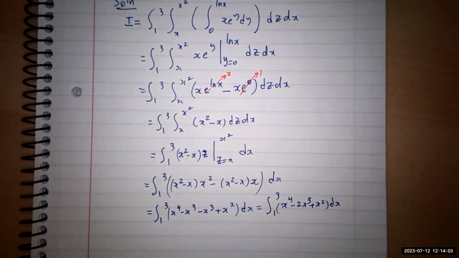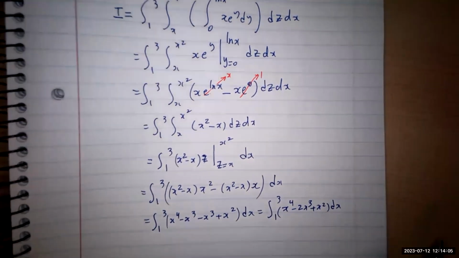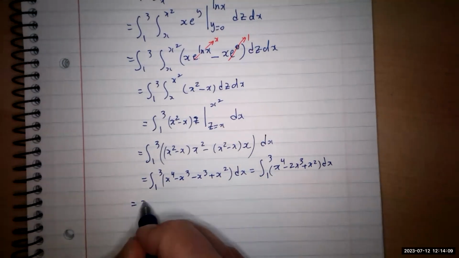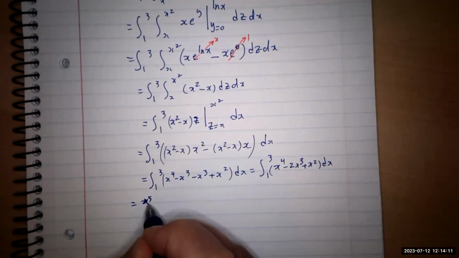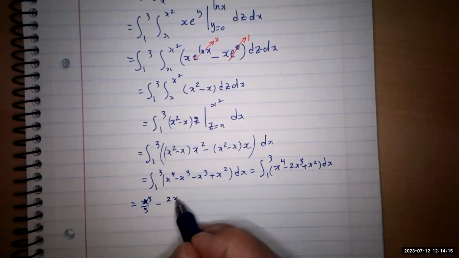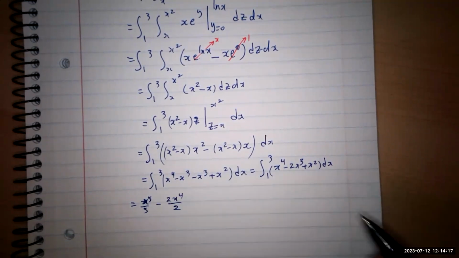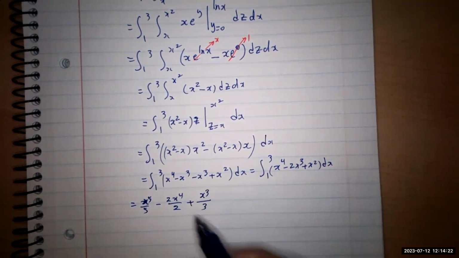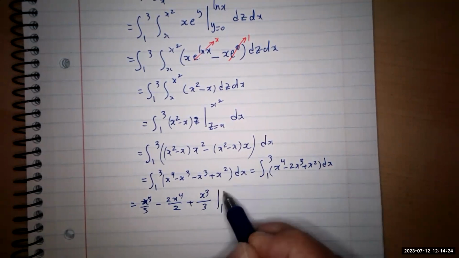Okay, so this is going to be the resulting function. Now we integrate with respect to x, and we substitute. So this is going to be x to the fifth over 5, minus 2x to the fourth over 2, plus x to the third over 3. Then you evaluate from 1 to 3.